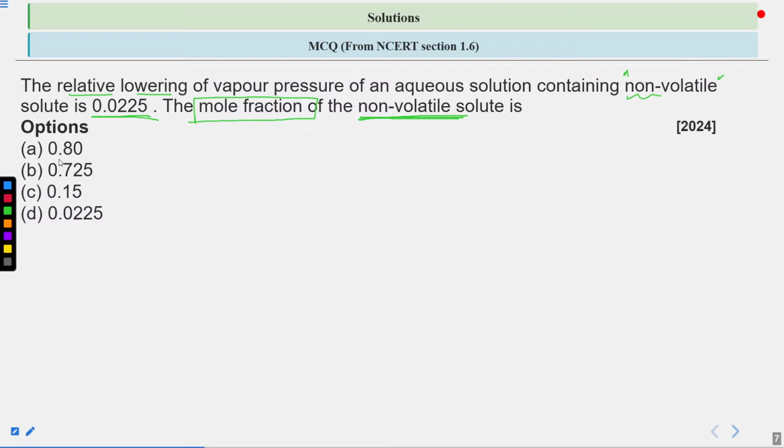We have been given four choices. The first one is 0.80, then 0.725, 0.15, or 0.0225. This question appeared in the CBSE exam in 2024. So you have some time, go through it, and after that we will see the correct answer.